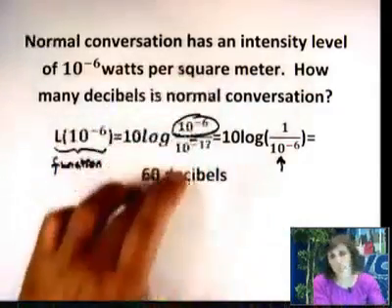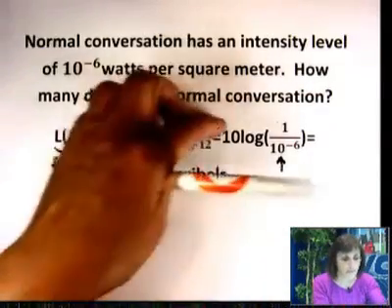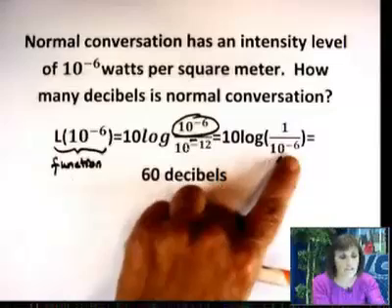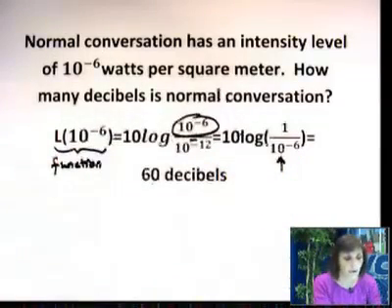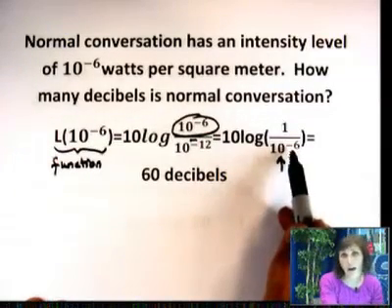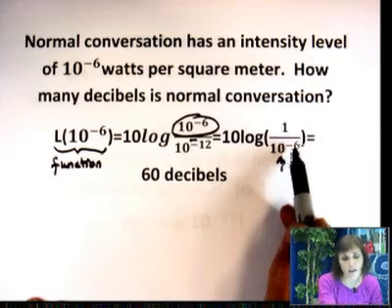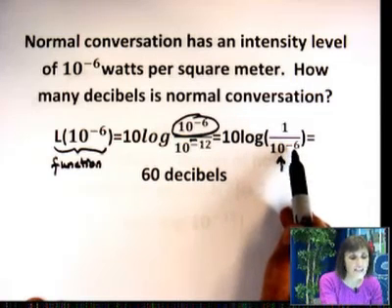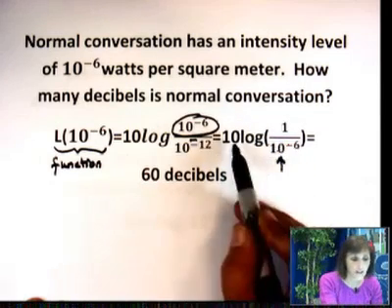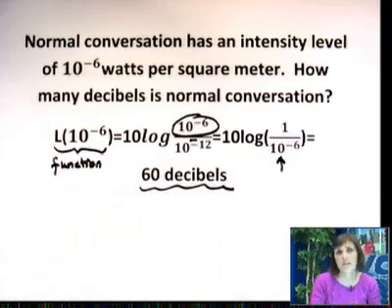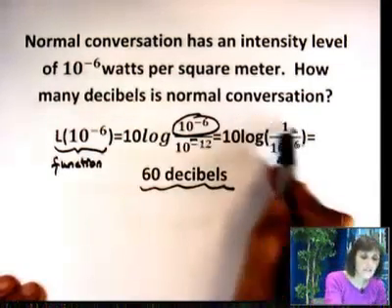When you do your exponent manipulation, what's going to happen? These two go, and you're going to have a negative 6 in the bottom. And look how it works. Since it's negative, you can use the log property, and that will turn out to be positive 6, times 10, 60 decibels.